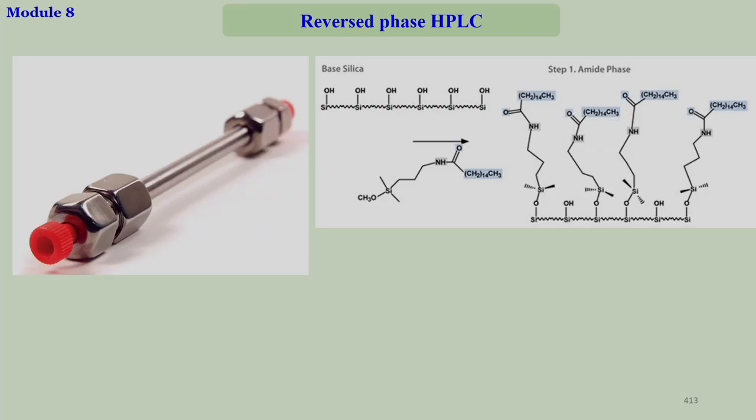So, one of these is reversed phase HPLC, or in other terms, the first, the HPLC, high performance liquid chromatography.